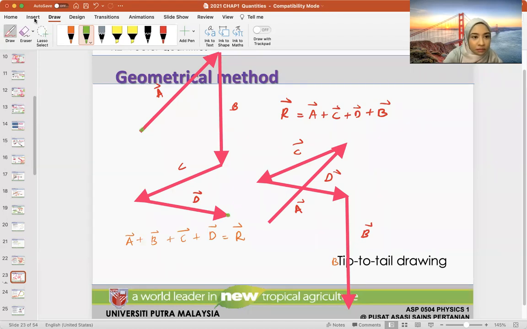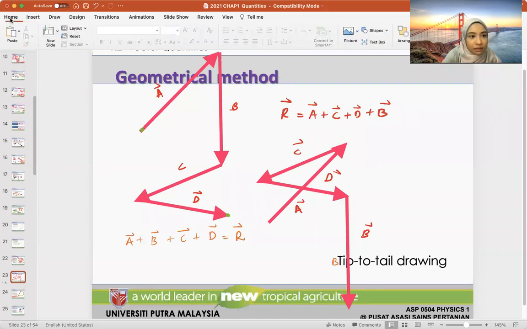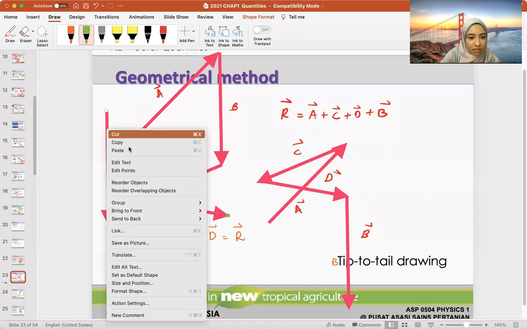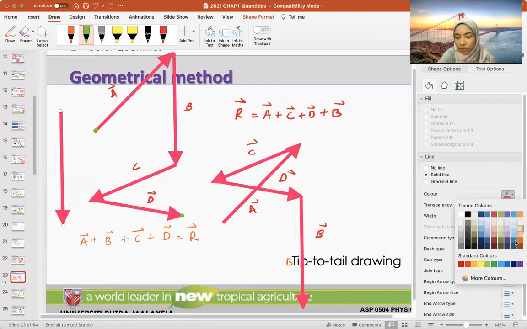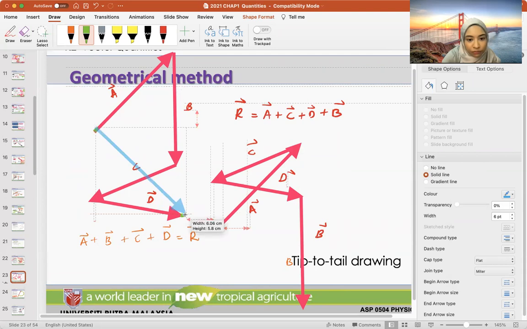Okay, let's see. Insert shape. No, let's just use the same arrow and change the color. Let's see what happens. Okay, let's change the color first. Format shape. Let's change this to a more striking color, yellow. Oh, it hurts the eyes. Let's use blue. Okay, blue is nicer. So tail of A to tip of D. This is what your friends say. The majority say so.